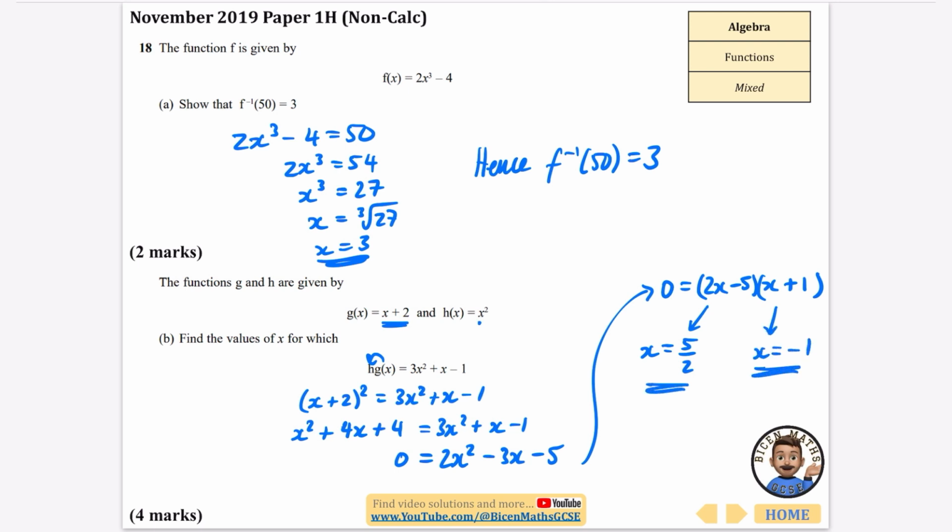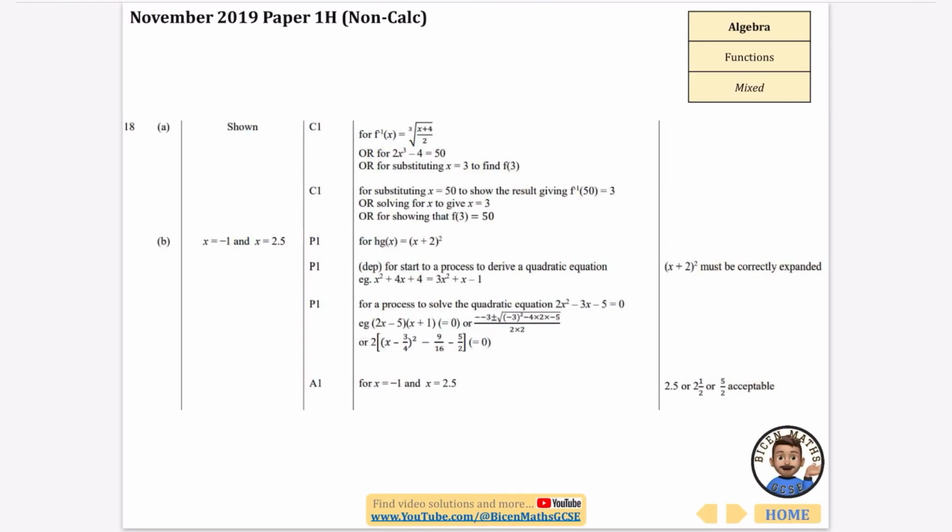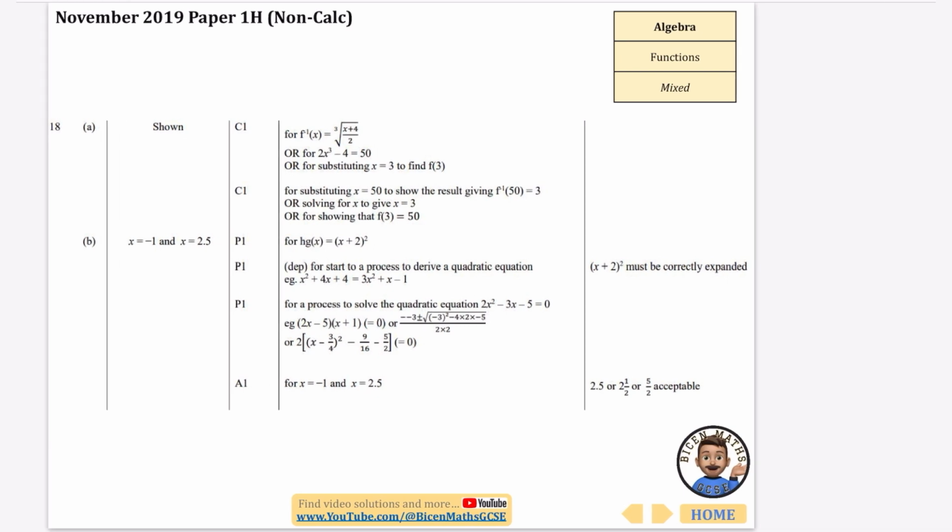So the possible values of x that we've got here are 2.5 or 5 over 2, and minus 1. So there's our minus 1 and our 2.5, or 5 over 2. Of course, that's acceptable as well. And we have got this part here for solving this part and then solving it to give x equals 3.